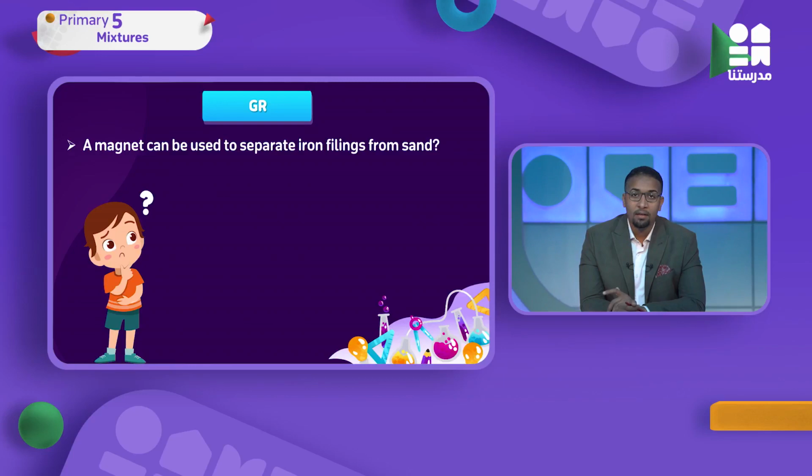Here is a question. Give reason: a magnet can be used to separate iron filings from sand. Who can answer this question? A magnet is used to separate iron filings from sand.